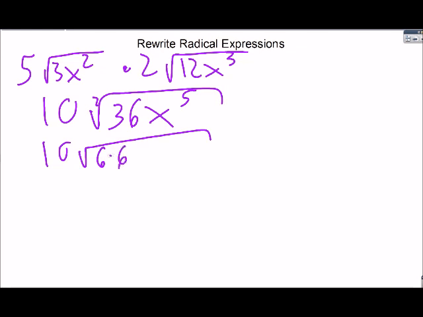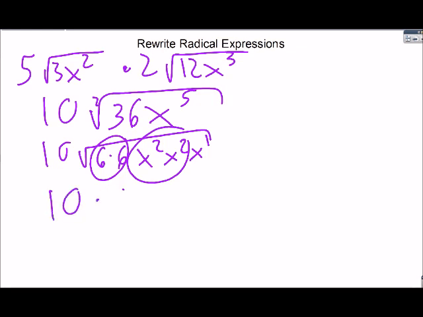So 6 times 6, x squared, x squared, x1. These add up back to 5. These multiply back up to 36. There's the pair. There's the pair. Those get to come out. This doesn't have a pair, so it stays in. And then I multiply what's on the outside.